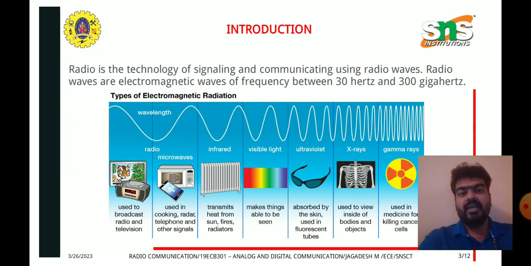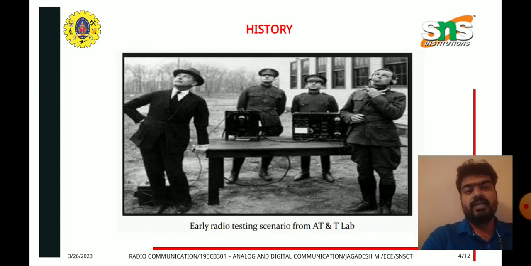So, in radio technology, there are several kinds of separations, like radio, infrared, visible light, ultraviolet, X-ray, gamma rays, like that. Here, the radio wave occupies one portion that has a particular frequency range and also wavelength. And this picture shows the early radio testing scenario from AT&T laboratory.